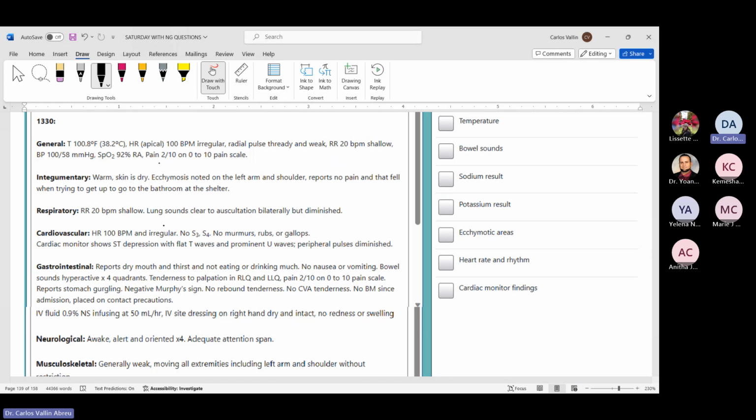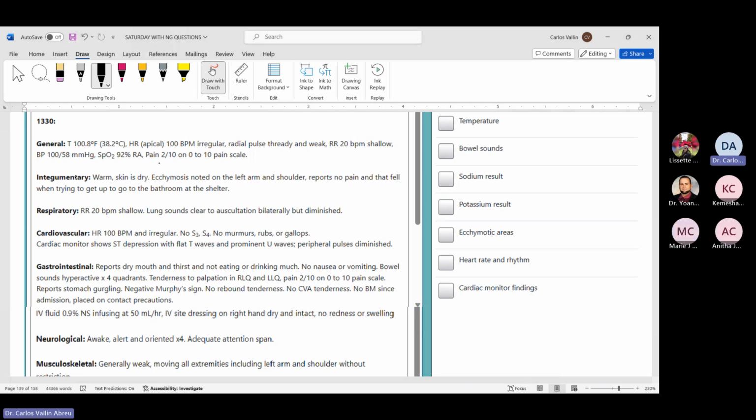Respiratory 20, shallow, lung sounds clear to auscultation bilaterally, but diminished. We already talked about this. Each time you are in presence of a clinical scenario, for each finding you need to try an explanation, an interpretation, and correlate everything with the same diagnosis, similar diagnosis. Cardiovascular: heart rate 100, irregular. No S3, no S4. This goes against heart failure. No murmurs, rubs, or gallops. Cardiac monitor: ST depression and flat T wave and prominent U wave. Peripheral pulse diminished. This is suggestive.